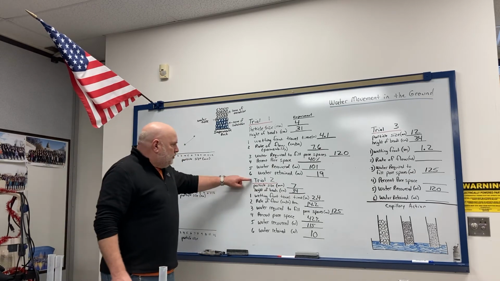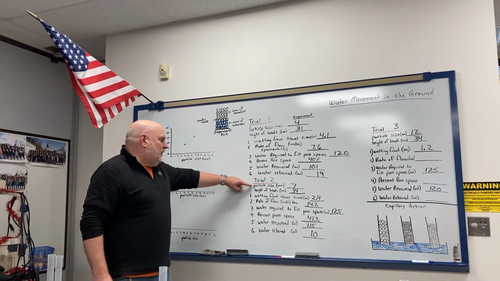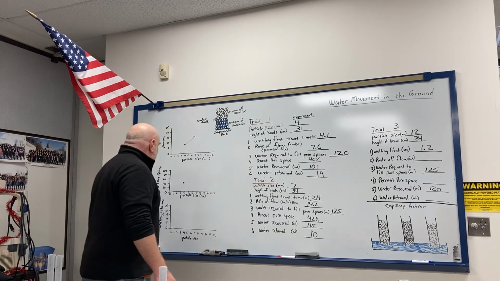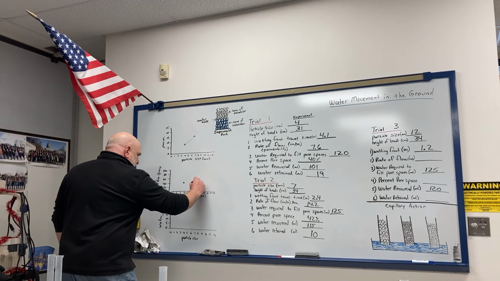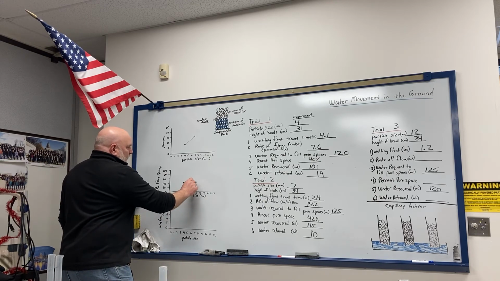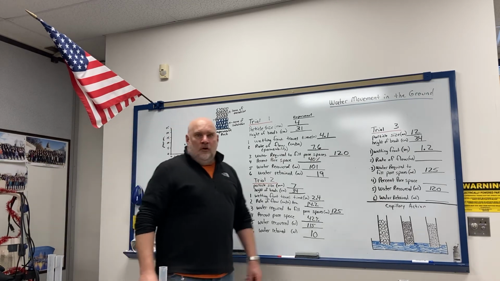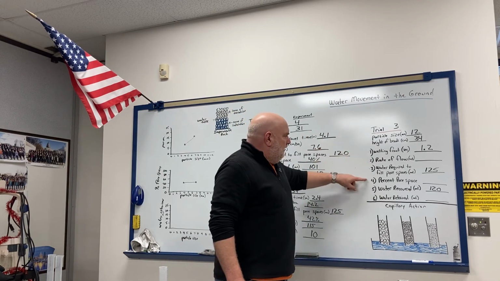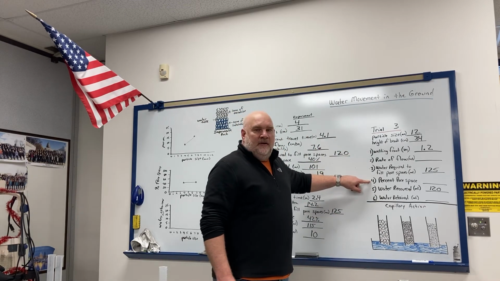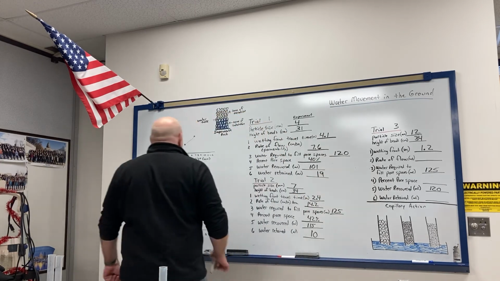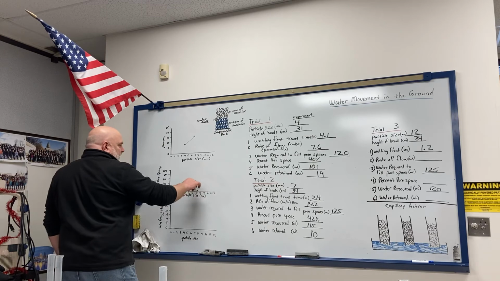Next one, trial 2, particle size 7, percent pore space I got was 42. So 7, 42 would be right about there. Connect those two. And then you go to your trial 3 data, particle size 12, and whatever value you calculated over here for your pore space, you're going to plot that over here and then connect the line.